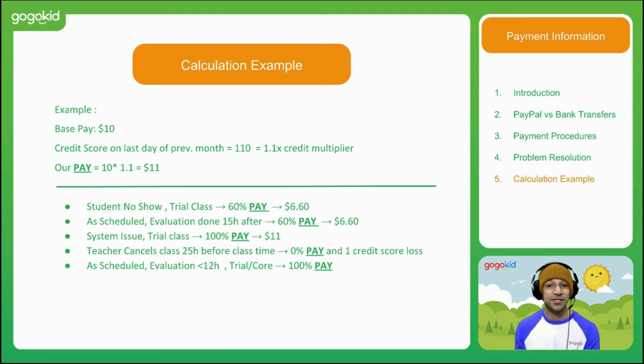Lastly, if we finish the class as scheduled and we wrote the evaluation on time within the 12 hours after the class time, then we would receive 100% pay for the class, regardless of whether it was a trial class or a core class. Hopefully, that gives you a clear understanding of how the pay is calculated per class.